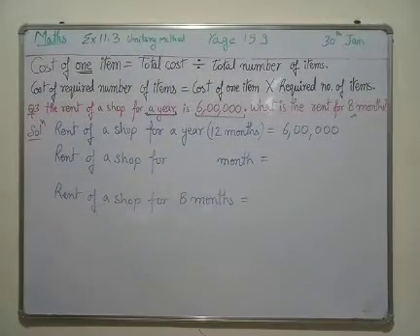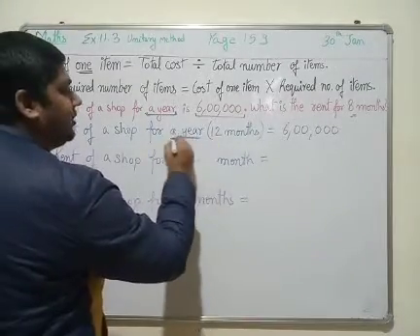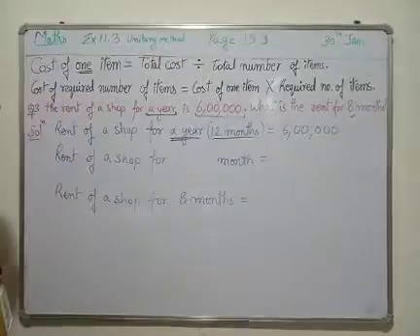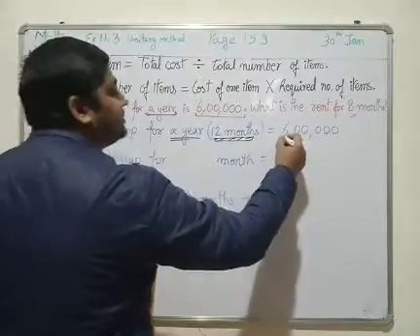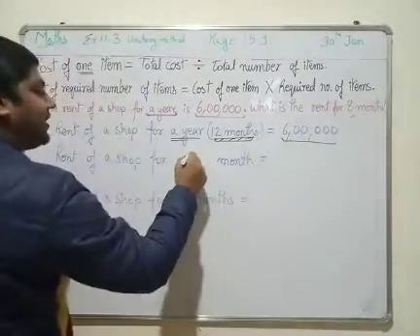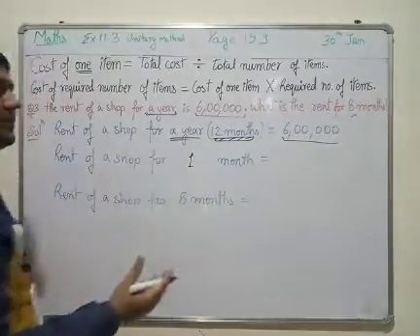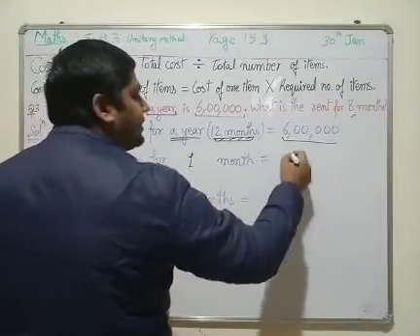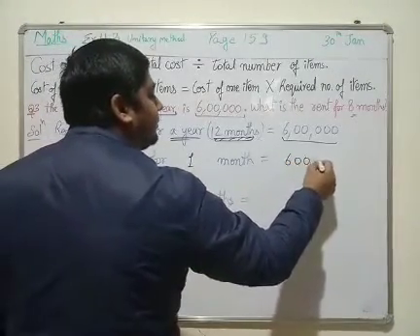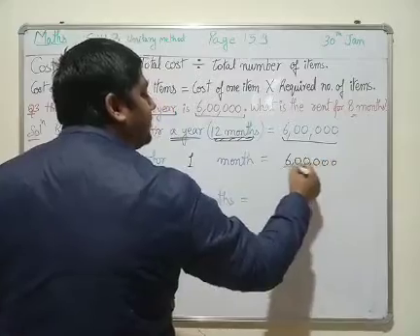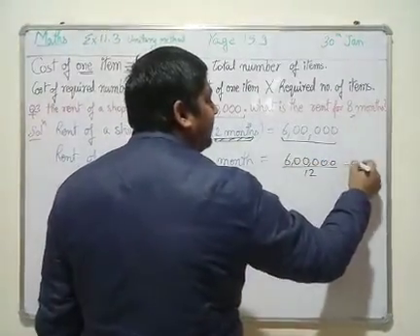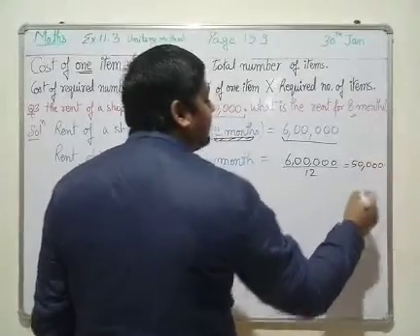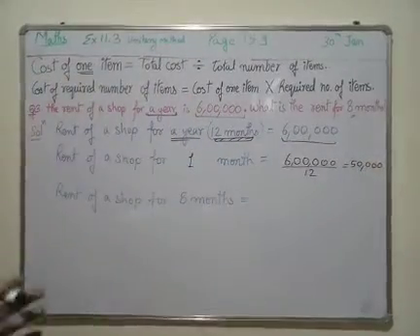So we all know that 1 year is equals to 12 months. So 12 months is having rent 6 lakh. Then we will find for 1 month. 1 month के लिए हमें डिवाइड करना होता है, तो हम 6 lakh को डिवाइड कर देंगे 12 से, then it will be 50,000. 1 मंथ का निकाल लिया हमने.